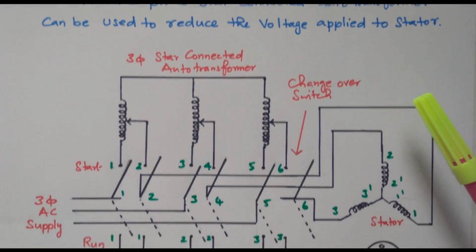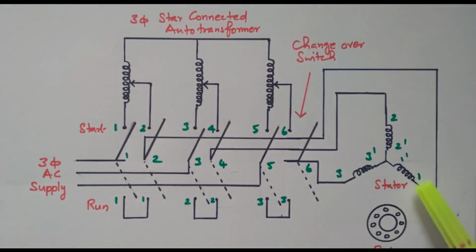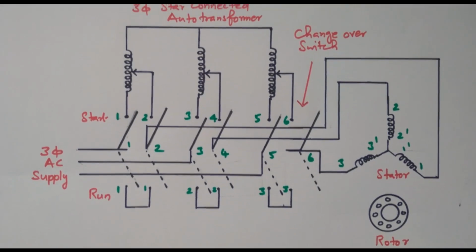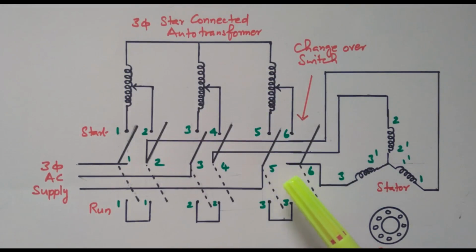I will go to the diagram. So this is a 3-phase induction motor. This is the stator, and this is the rotor. Here we have the star connected auto transformer, and here we have a changeover switch. One side of the changeover switch is connected to the auto transformer, called the start position, and the other side is the run position. Run position is nothing but simply a short circuit. The entire voltage is applied.